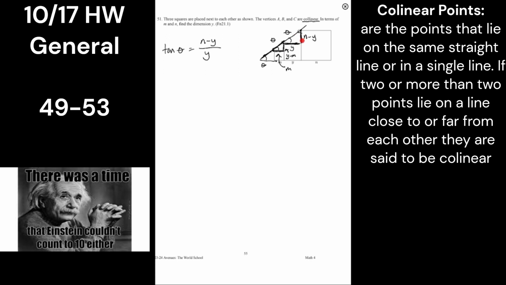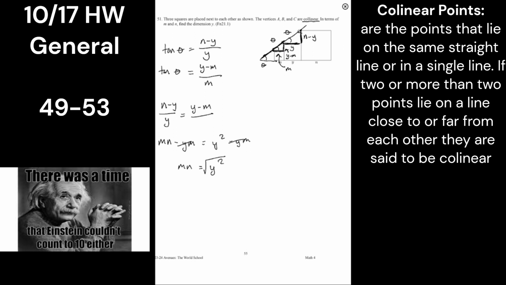And we're using this triangle here because, right, opposite over adjacent. And then here, tan theta equals, we can see, y minus m over m. And let's just set them equal to each other, right? They're the same angle because it's collinear. So tan theta and tan theta should be the same. So n minus y over y equals y minus m over m. Here we cross multiply: mn minus ym equals y squared minus ym. If you add ym to both sides, they cancel. So you get mn equals y squared.